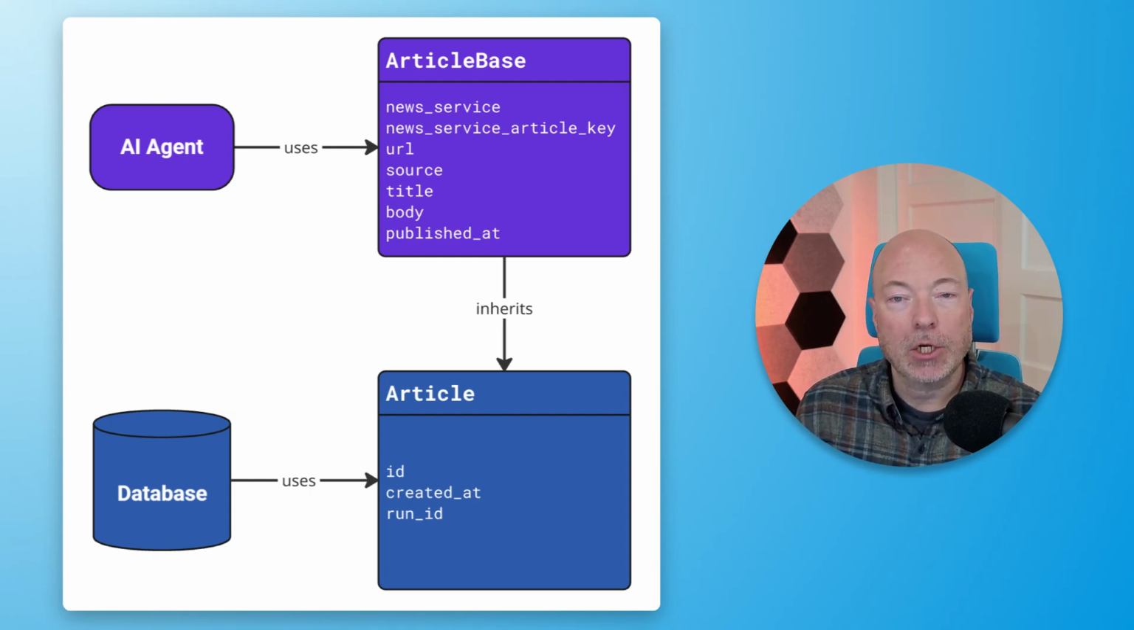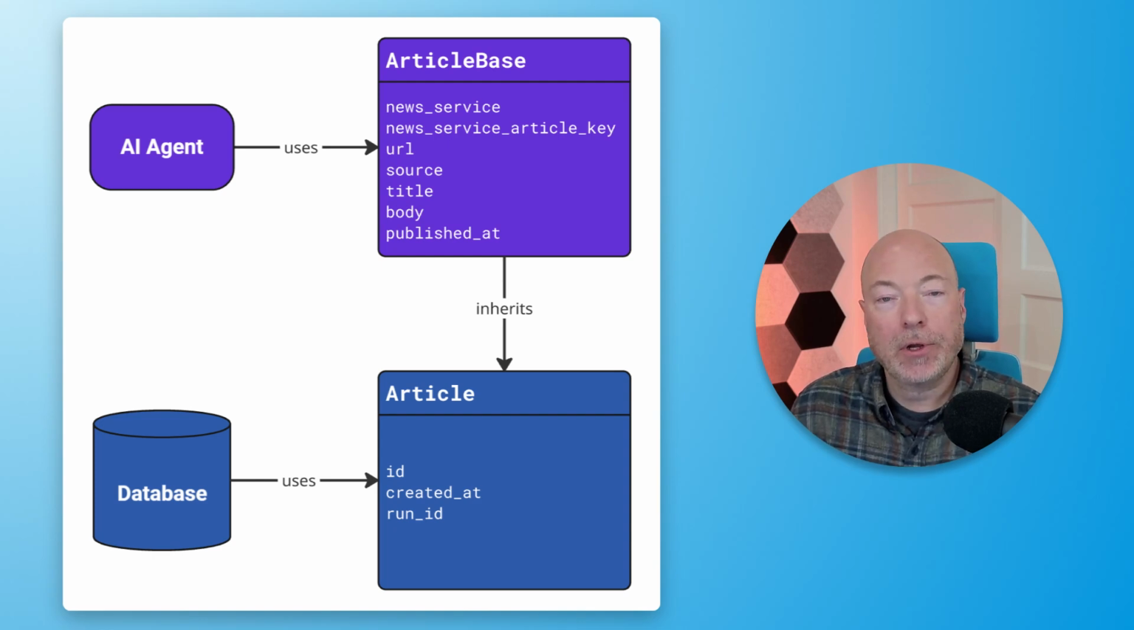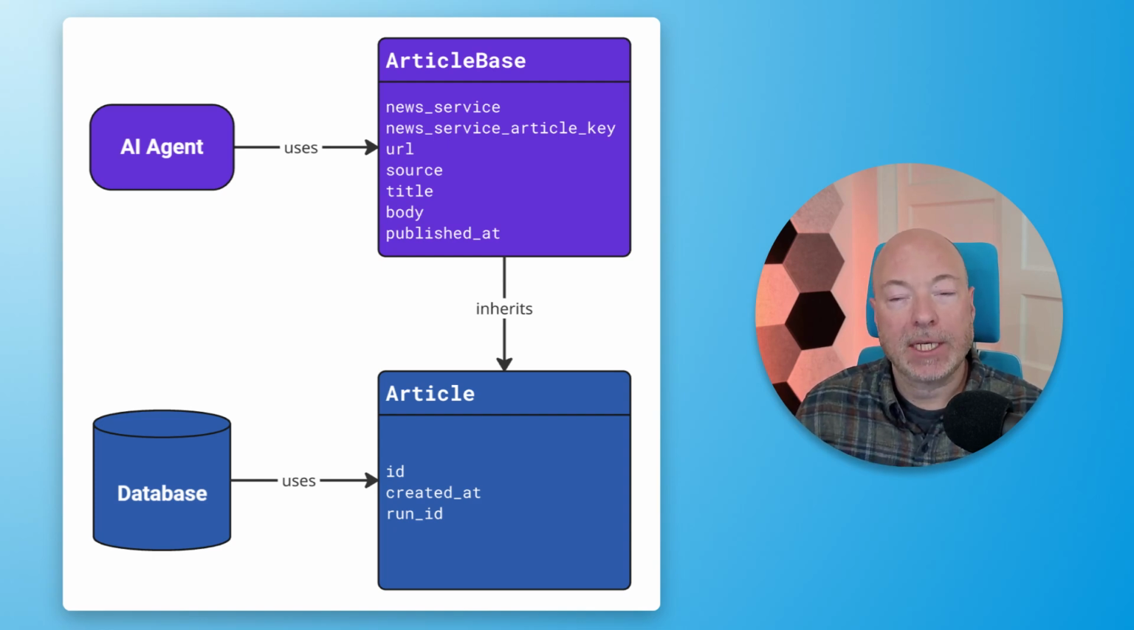The base model includes all the core fields that we care about. And that's the model that Pydantic AI, our AI framework, is going to deal with, and by extension, the LLM, so Gemini, for example. So all the fields that the agent essentially cares about will be in the base model. And then the table model extends the base model.